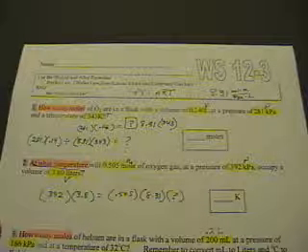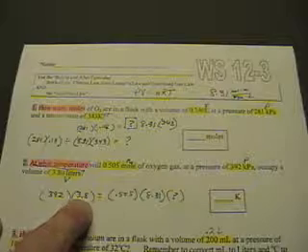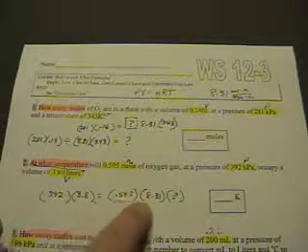So the way you would punch that in the calculator is you do this times this, and then you would divide it by the product of these two times each other.